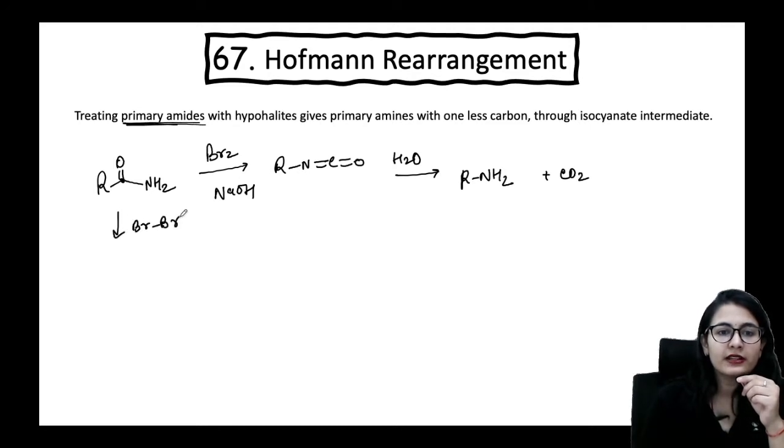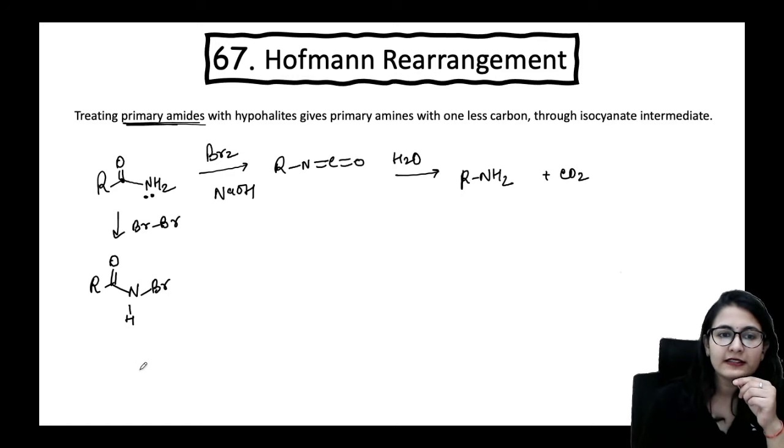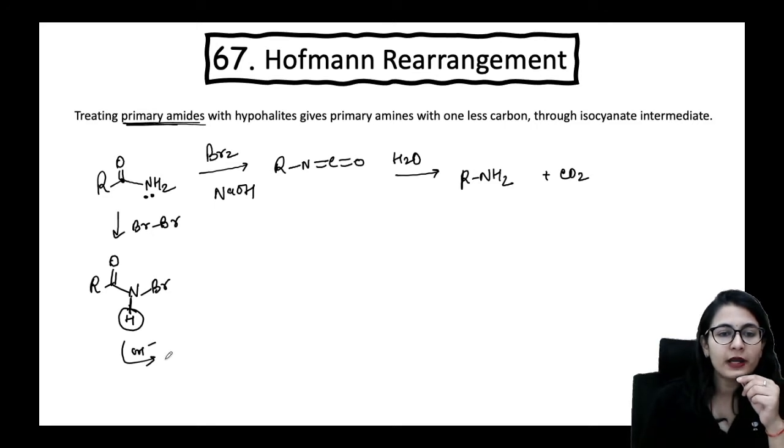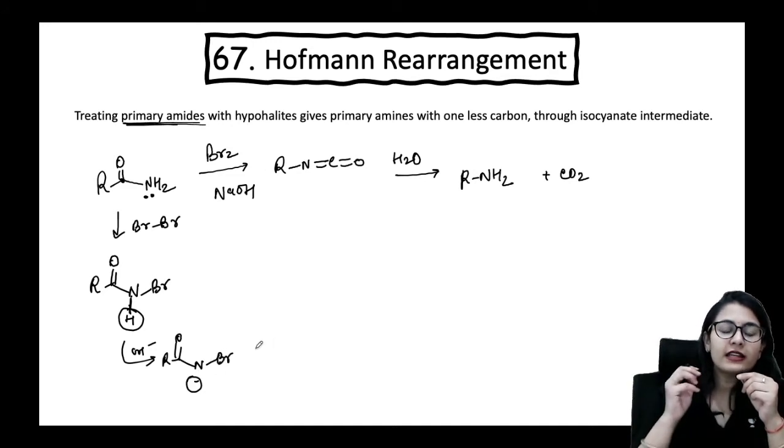Bromine is going to be attacked by the nitrogen, and also in the presence of NaOH, the OH minus can take away one of the protons, giving a negative charge on the nitrogen so that the bromination becomes easy. So for now you are going to have the N-bromoamide like this. Now the proton becomes even more acidic when it is connected to a nitrogen which is connected to an electronegative atom, bromine, and is easily removed by the OH minus, giving you this kind of an anion on nitrogen.